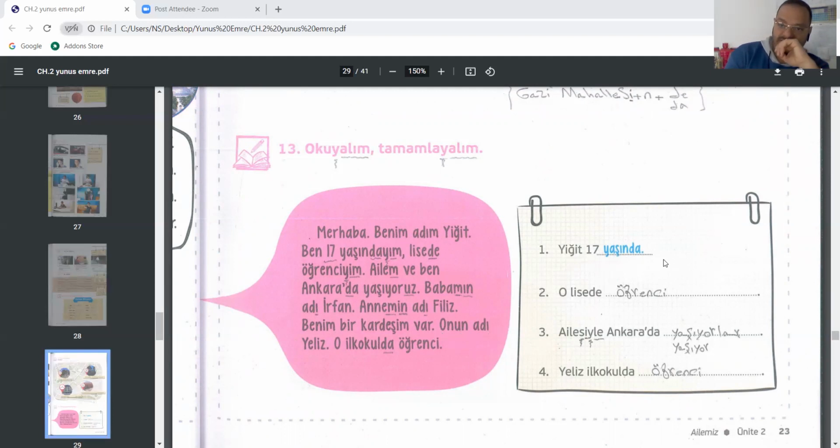Yiğit 17 yaşında, o lisede öğrenci. Ankara'da yaşıyorlar or yaşıyor. I actually prefer yaşıyorlar. It's more appropriate. Yeliz ilk okulda öğrenci.